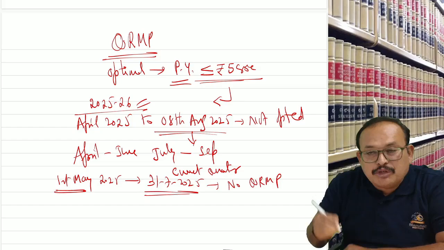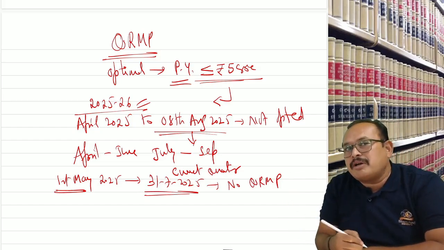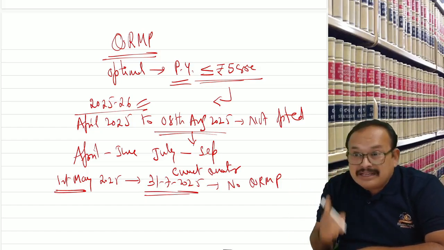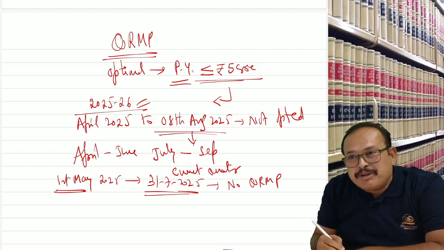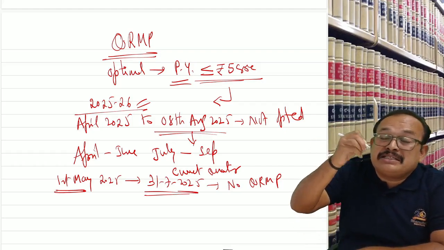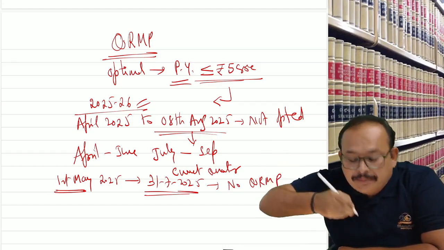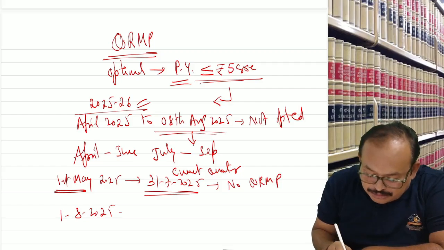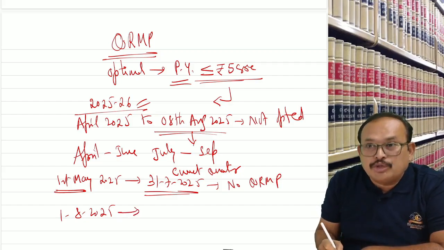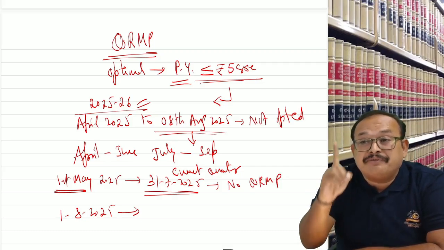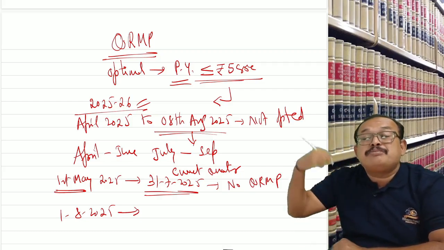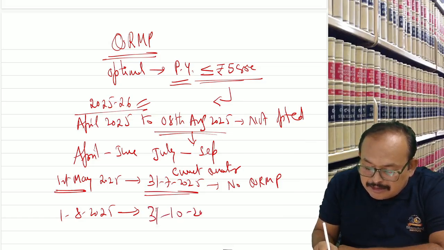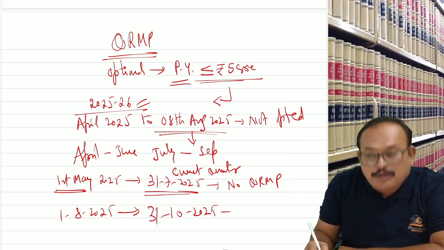Next, when you come to the third quarter, that is October, November, December. For that, which period do you have? From the first day of the second month of the previous quarter, that means 1st August 2025, to the last day of the first month of the current quarter, which begins in October, that means 31st October 2025. In this period you have the option.